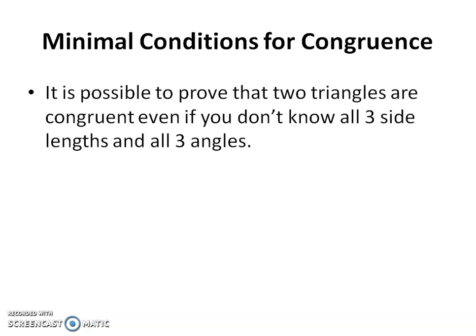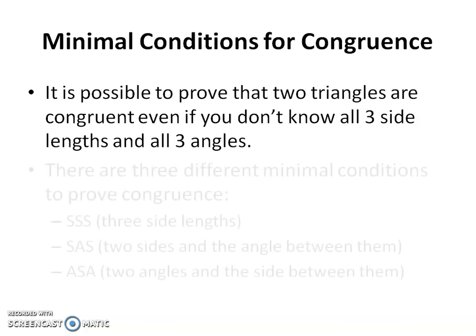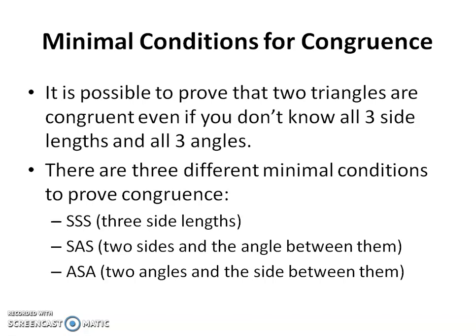Okay, so one of the most important things about congruence in terms of exam questions is figuring out which things are congruent, and to do that uses the minimal conditions. Obviously, if we knew all three sides and all three angles, we would know that two triangles are congruent to each other. But it's possible to prove that two triangles are congruent even if you don't know all three side lengths and all three angles. These are the minimal conditions, and I'll do my best in a couple minutes to explain those.